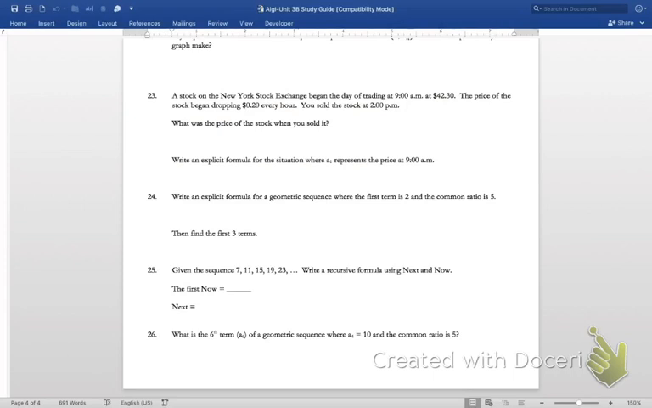24, write an explicit formula for a geometric sequence. So that means we're multiplying or dividing, where the first term is 2 and the common ratio is 5. So this would be a sub n is equal to 2 times 5 to the n minus 1. Now to find the first three terms, I'm given the first term, it's 2. If the common ratio is 5, I'm multiplying by 5, so that'd be 10. By 5 again is 50.